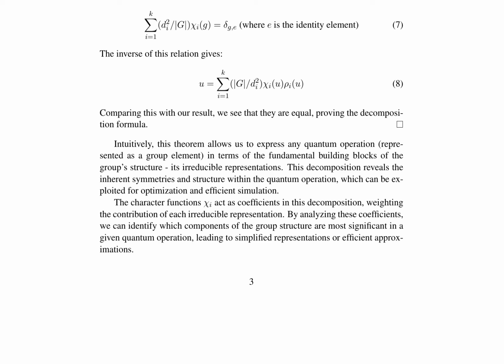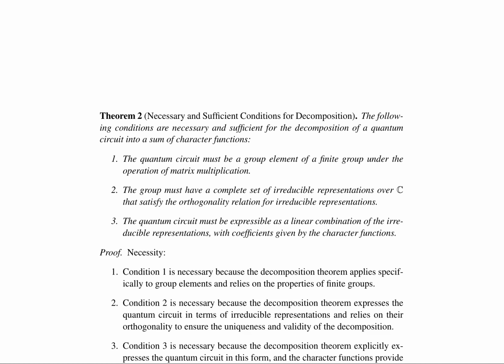This page provides a crucial step in understanding how to apply group representation theory to quantum computing, providing a foundation for further exploration and development in this field. Decomposition of a quantum circuit into a sum of character functions is facilitated by Theorem 2, which presents the necessary and sufficient conditions for this process.